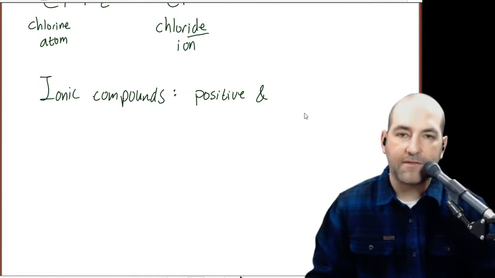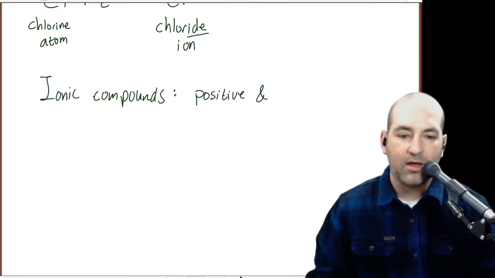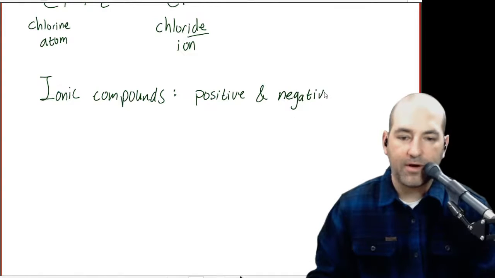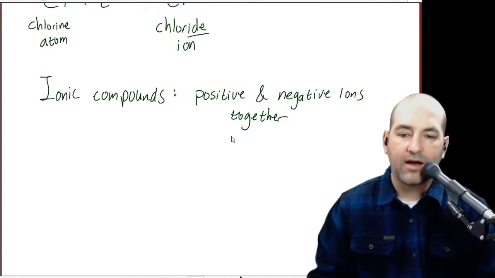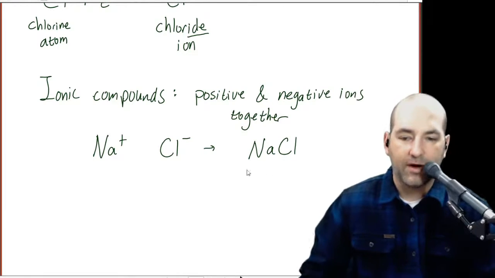So it turns out that positive ions and negative ions can't really exist individually. They actually have to come together to form a compound, and that compound overall has to be neutral. So if we have a sodium ion and a chloride ion, they can make this compound sodium chloride because +1 and -1 end up canceling out and making everything neutral. So NaCl is a neutral compound.